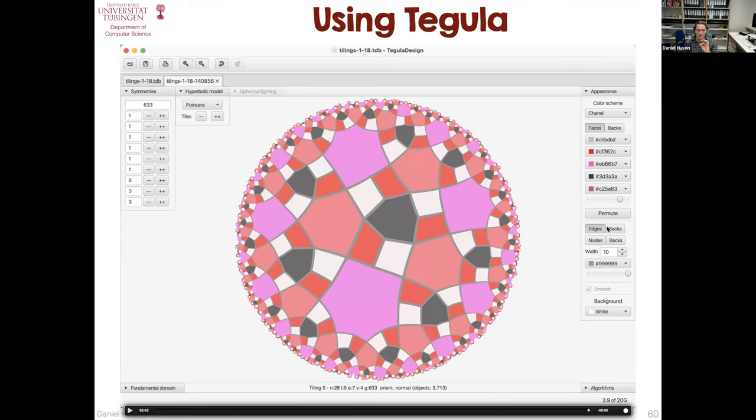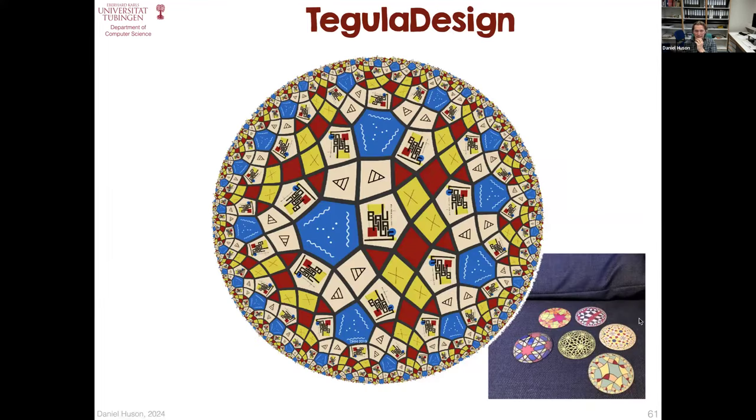There are some algorithms that figure out different properties of the tiling, but the main algorithm obviously is the one that takes the graph and makes a fundamental domain so that we can then draw the tiling. So we make a fundamental domain and then we generate symmetries that copy that fundamental domain to get the whole tiling.